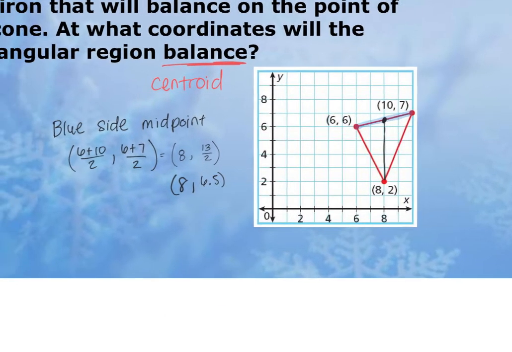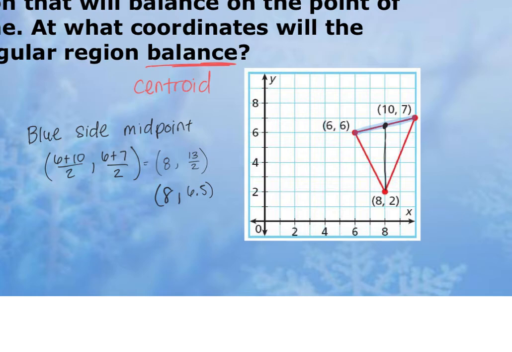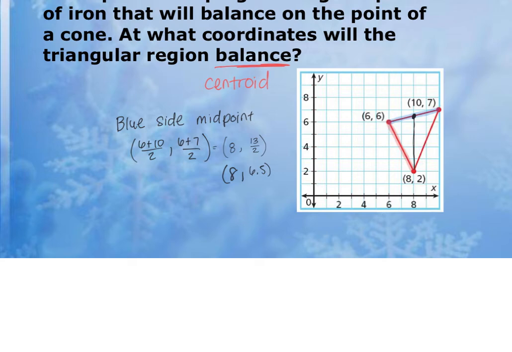All right, next, let's do what we're going to call the red side. So let's highlight from 6, 6 to 8, 2 in red. We'll call that the red side. And we're going to find our midpoint. So red side midpoint. Okay? How do we find the midpoint? X2 plus X1 over 2. There we go.